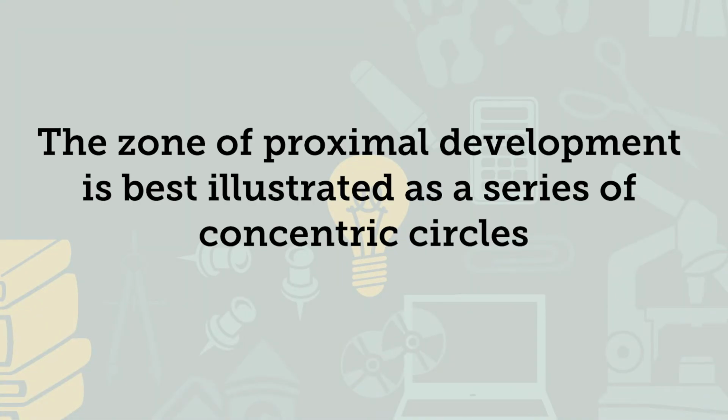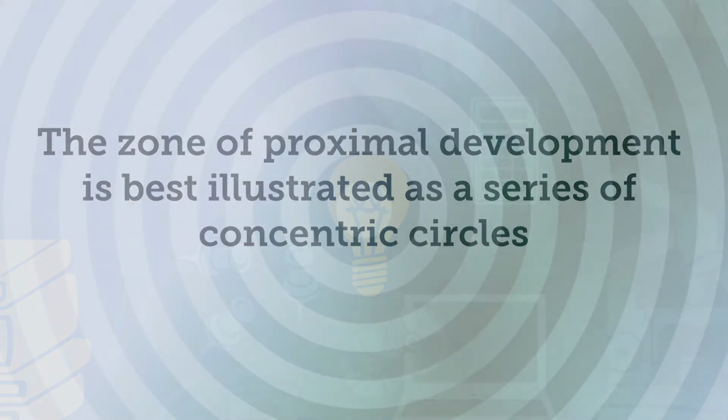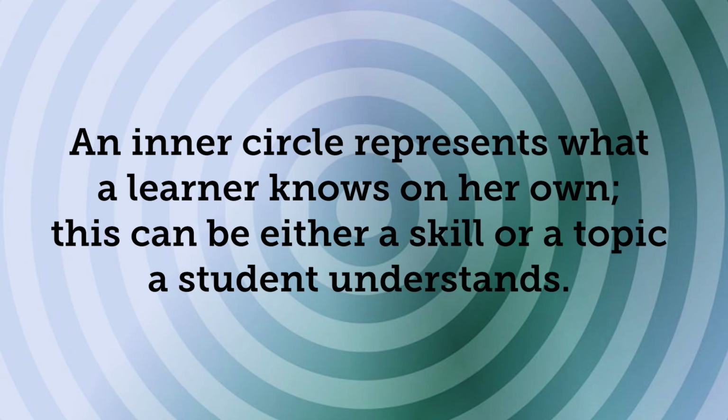The zone of proximal development is best illustrated as a series of concentric circles. An inner circle represents what a learner knows on her own. This can be either a skill or a topic a student understands.